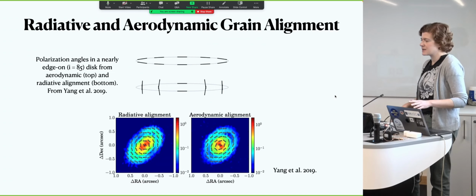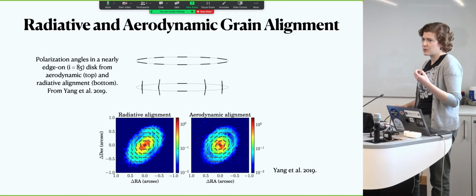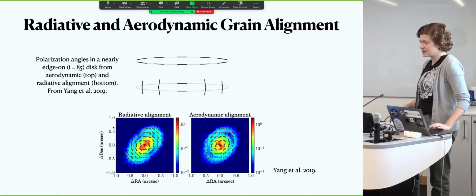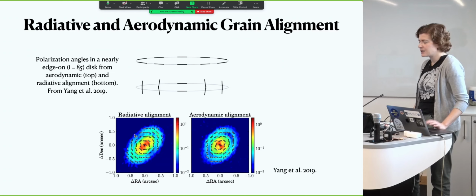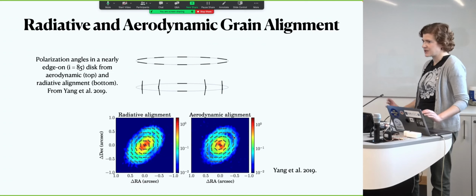However, neither of these mechanisms by themselves reproduce what we see in polarization at 3 millimeters. They both predict more azimuthal variation in the polarization fraction than what we actually see in observations. So because of the sort of projected shapes of these elongated dust grains that you would see along your line of sight, in the case of radiative alignment, you would end up with very little polarization along the minor axis. And in the case of aerodynamic alignment, you would end up with low polarization fractions along the major axis.